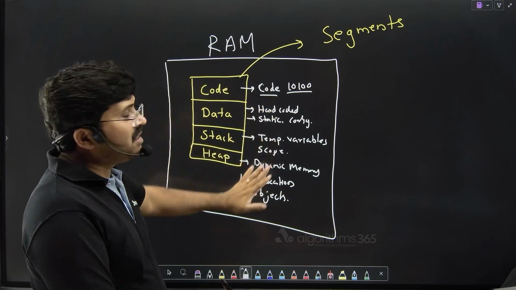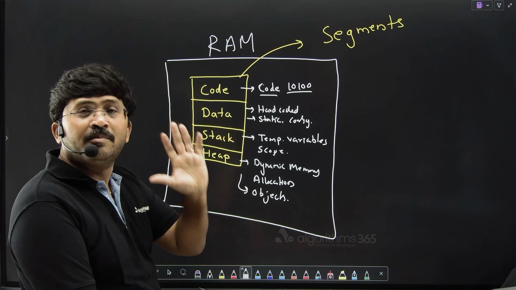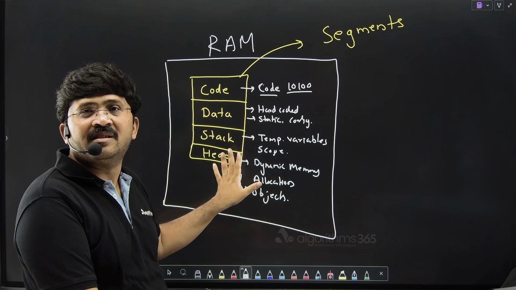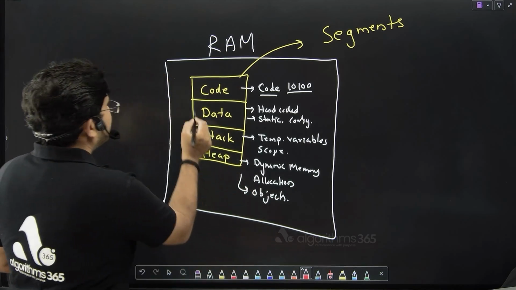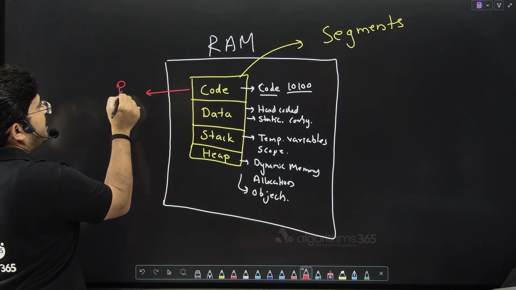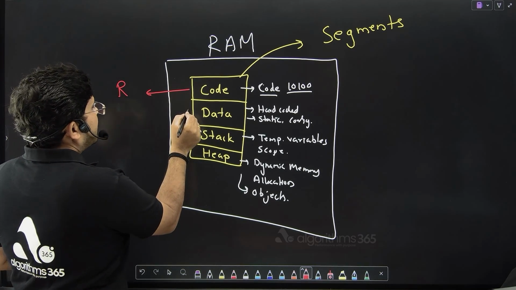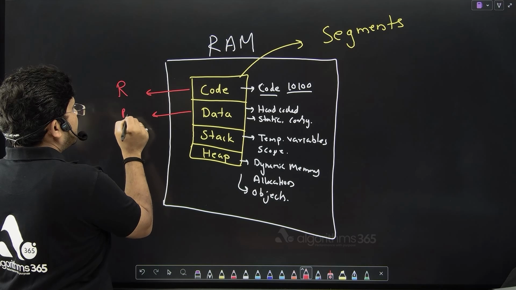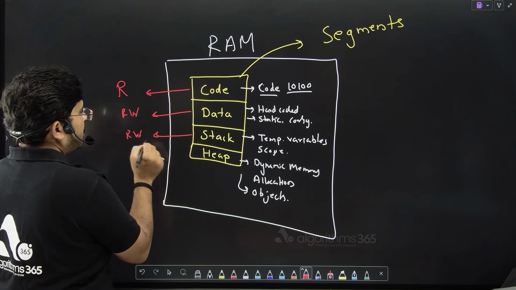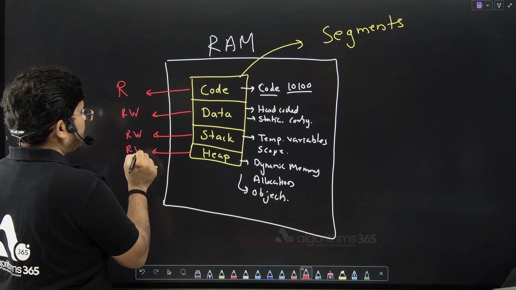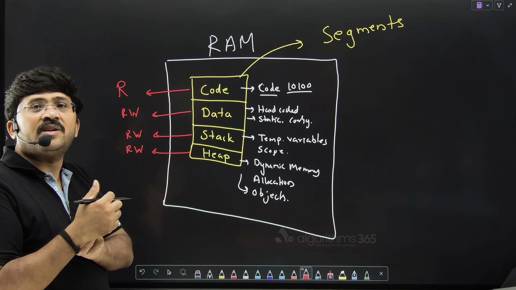Why does the operating system allocate memory in RAM this way when you run a program? Because the code segment is read only. The data segment is read write, the stack is read write, and the heap is read write. Read write means you can change it. The data segment also has some global variables that you can change.